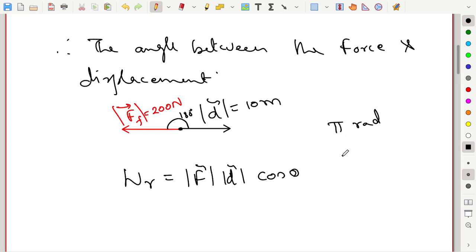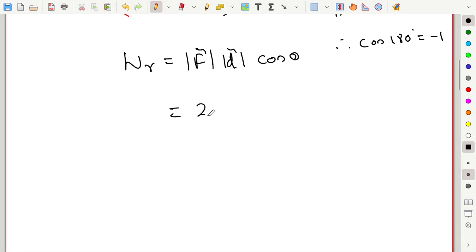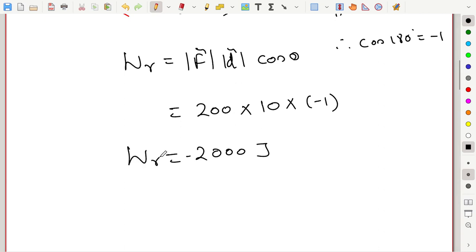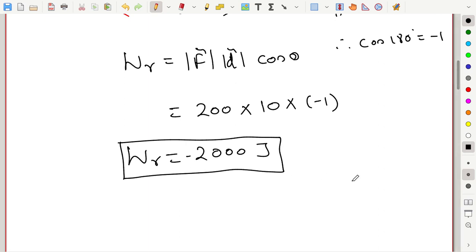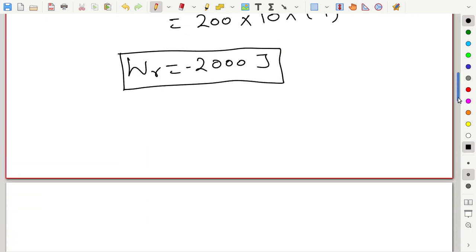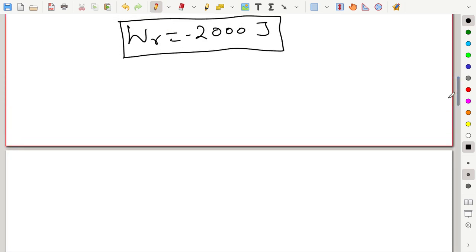Therefore cos 180 is minus 1. So the work done by the force is 200 into 10 meters into minus 1. Therefore it's minus 2000. Since work done is nothing but energy, its unit is joule. So this is the work done by the road on the cycle. The next question is, what is the work done by the cycle on the road? To answer that, it is a tricky question, so you should be very careful.